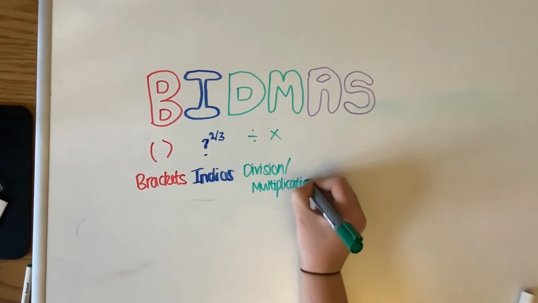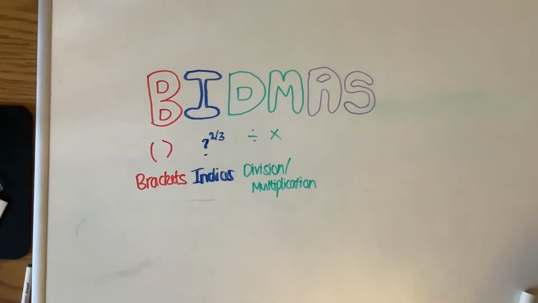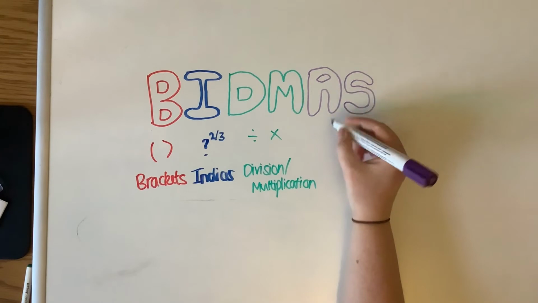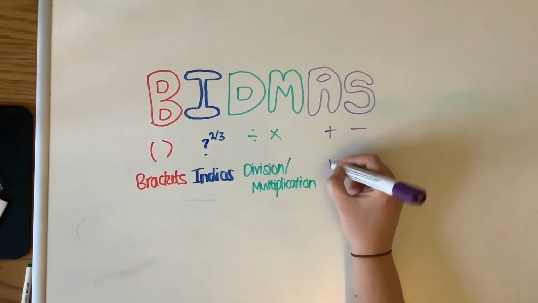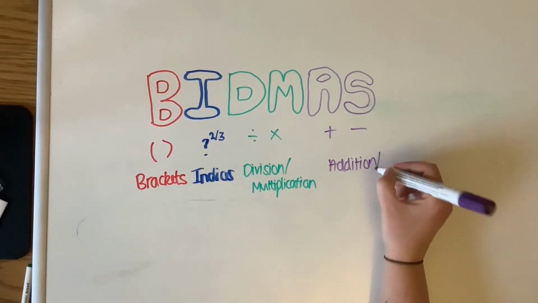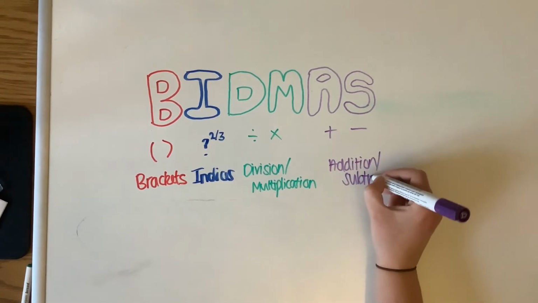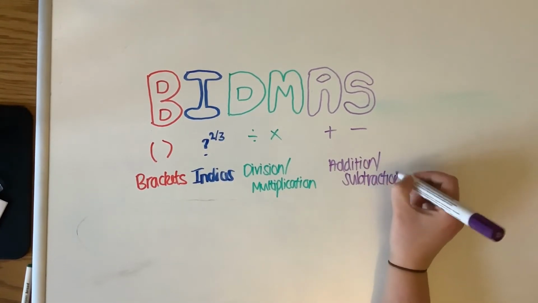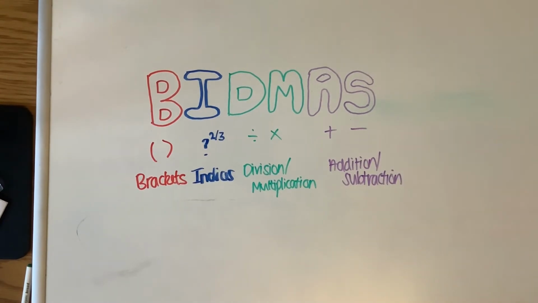And then finally, we've got our A and our S. Thinking about what operations are left, A and S is obviously addition and subtraction. So they would always be done last. So what we're going to do is have a look at a few different calculations and see how we get on.